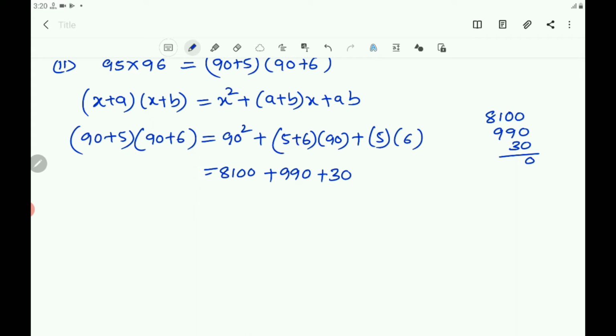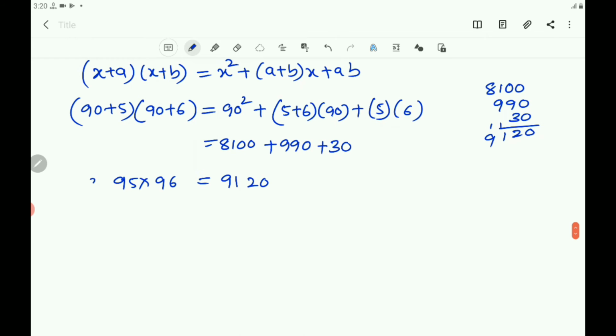Then it is 9 plus 3, 12, 9 plus 2, 11. So you will get 9,120. So the product of 90 into 96 is 9,120. Then also you use the second method.